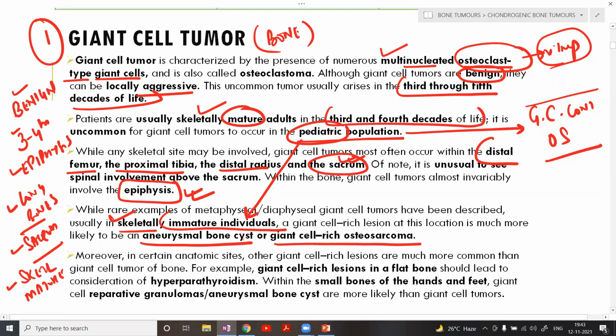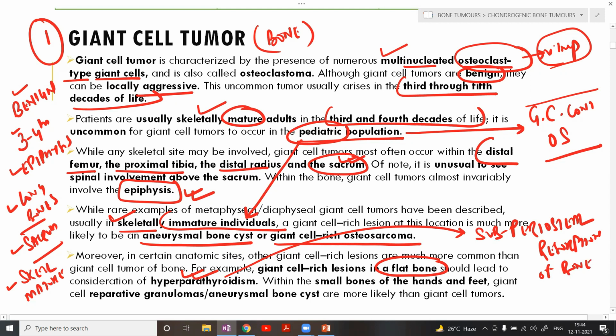Now, a very important thing is that anatomical sites are very important. There are certain reactive conditions and certain endocrine conditions wherein you will find a giant cell rich lesion in a flat bone. So a giant cell lesion in a flat bone should lead to consideration of hyperparathyroidism. And in hyperparathyroidism, there is a classical feature of subperiosteal resorption of bone. Subperiosteal resorption of bone is a very important feature.